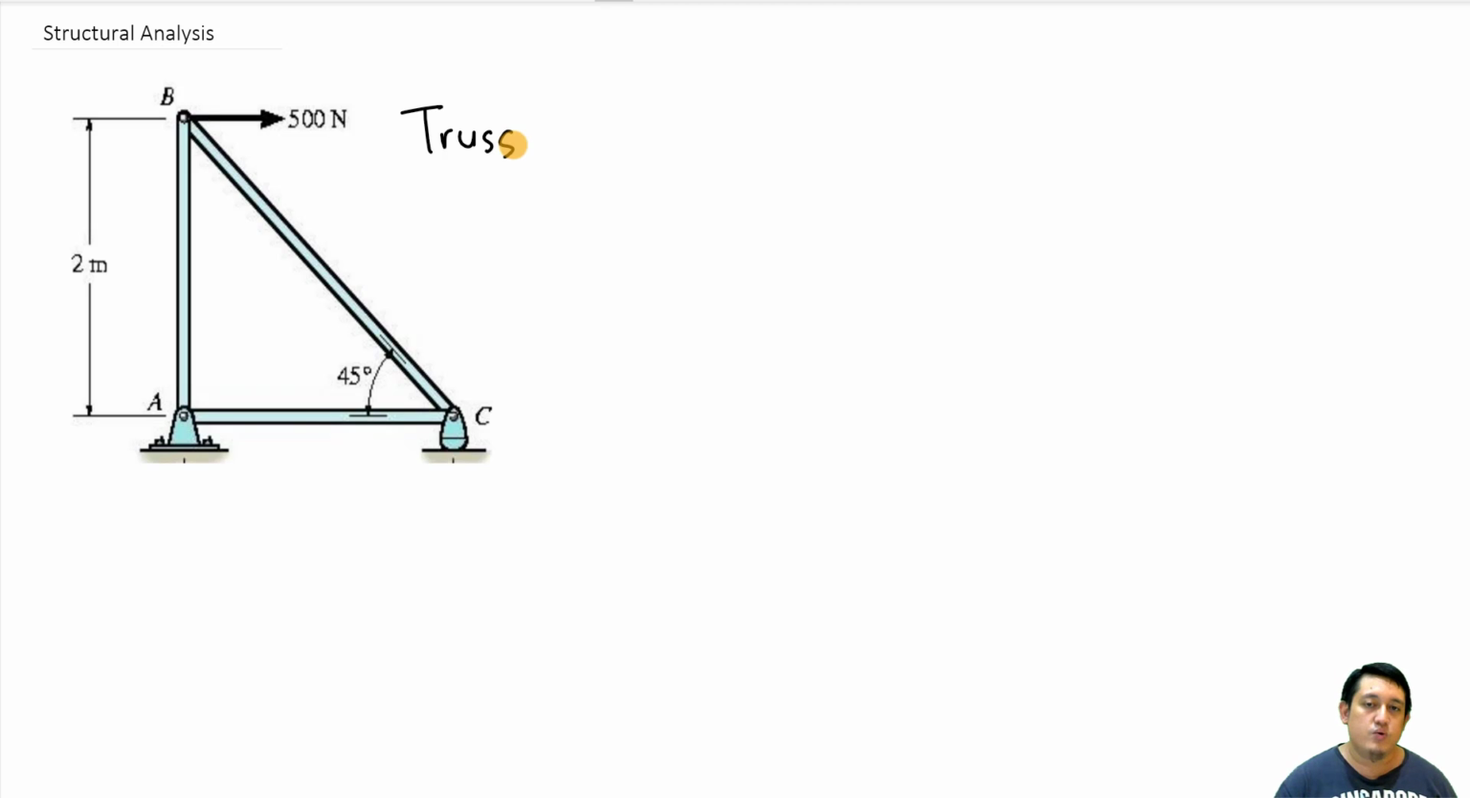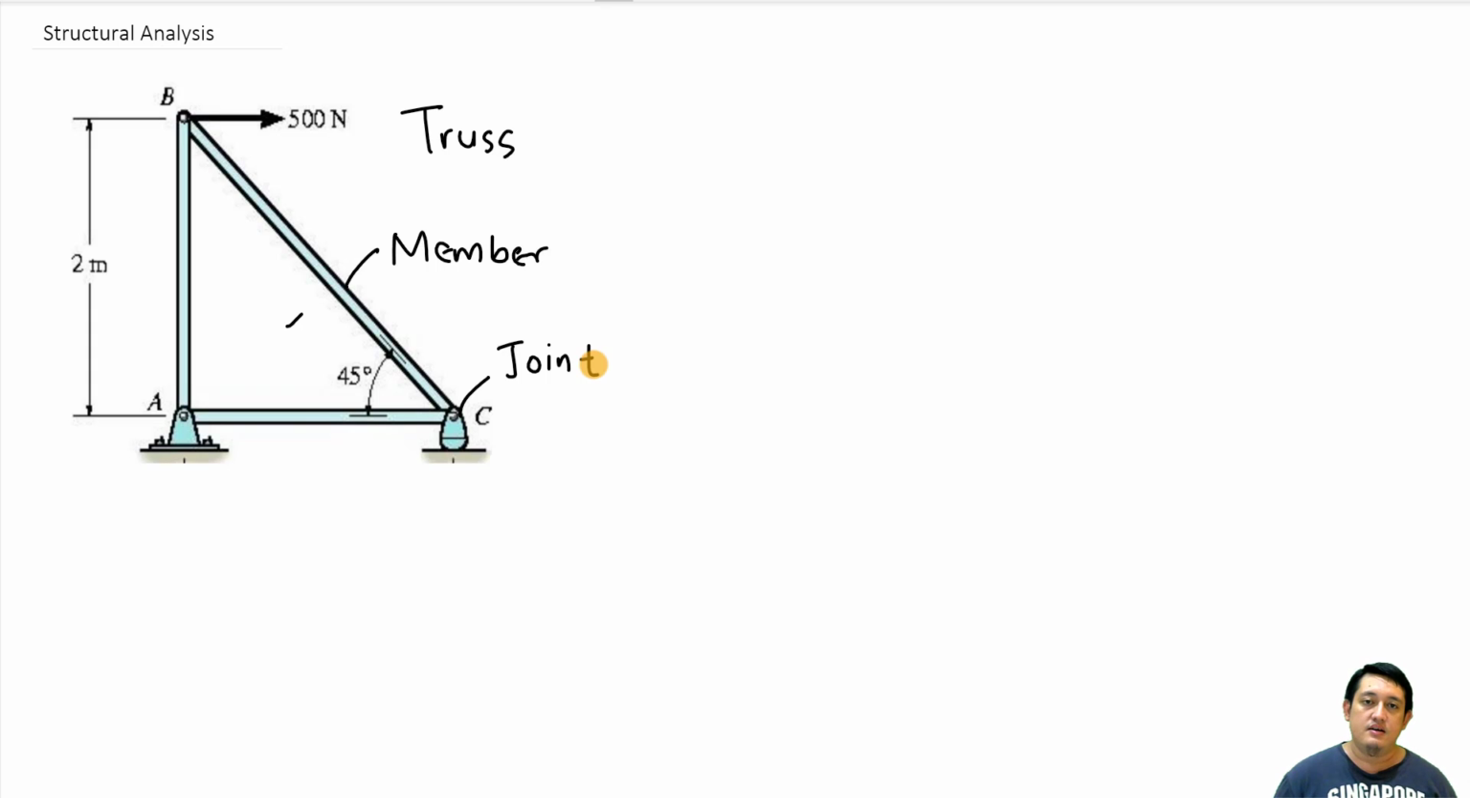Inside this truss, we have two main components. The first one is the member. So what is a member? Member is actually this one. This rod here, we call it a member. These two members here are connected at C, as you can see. So this point C here, we call it a joint.